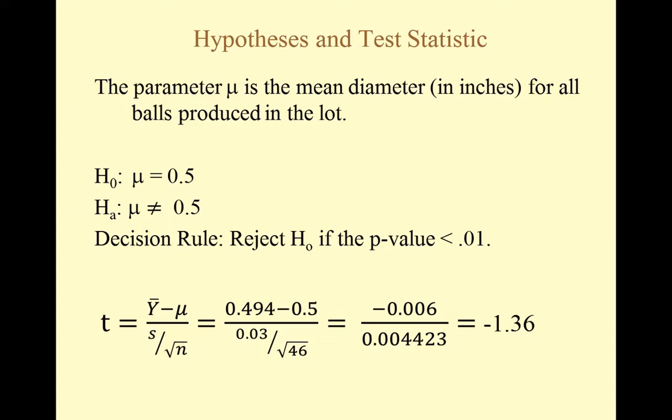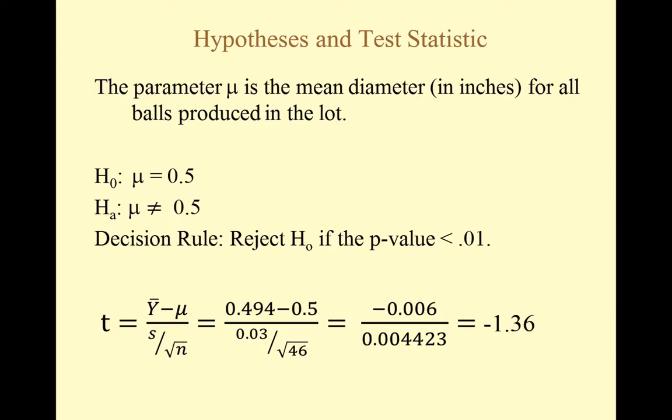So the parameter mu is the mean diameter in inches for all balls produced in the lot. Under the null, we're saying the mean is 1/2 inch. Under the alternative, we're looking for mu to be different than 1/2 inch, and that could mean it's smaller or it's larger. The decision rule says to reject the null hypothesis H sub 0 if the p-value is less than or equal to 0.01.